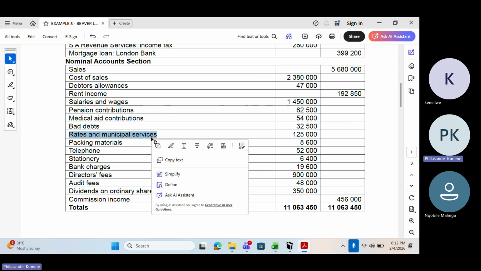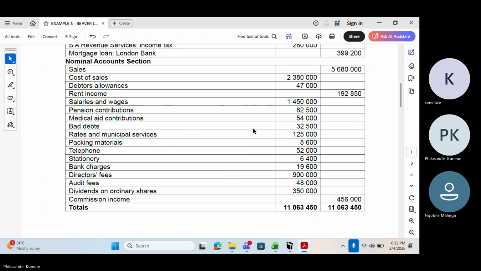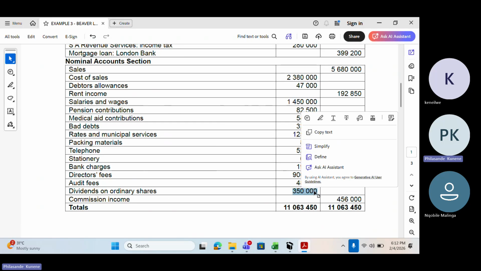Rates and municipal services, 125,000. This is a business expense that has to be paid to the municipality. Packing materials, 8,600. Telephone, 52,000. Stationery, we have 6,400 rands. Bank charges, we have 19,600 rands. Directors' fees, we have 900,000 rands. Audit fees, we have 48,000 rands. Dividends on ordinary shares, we have 250,000 rands.